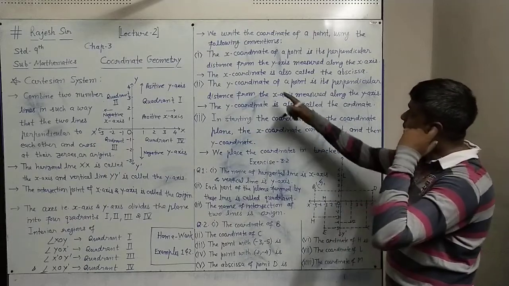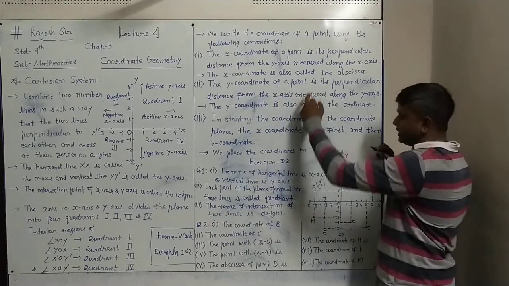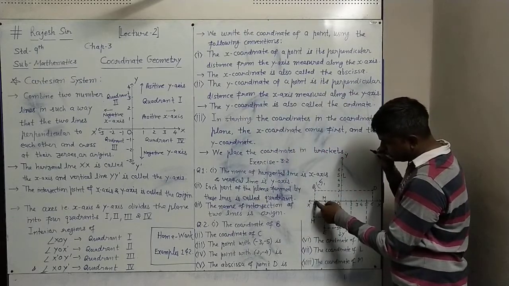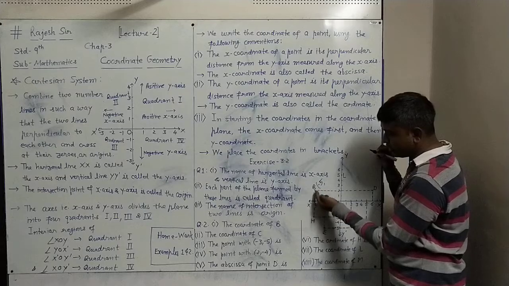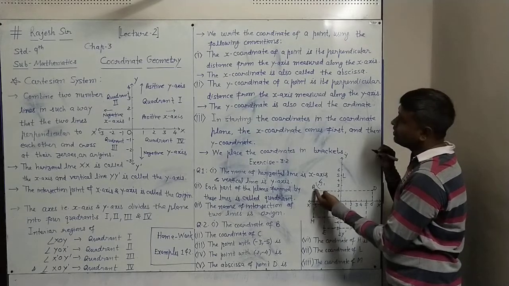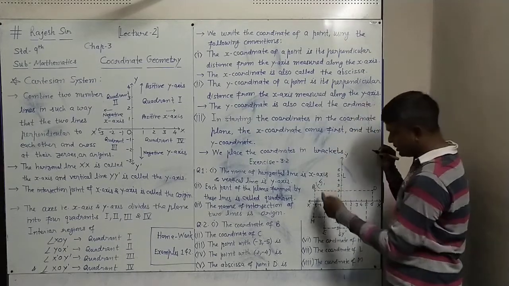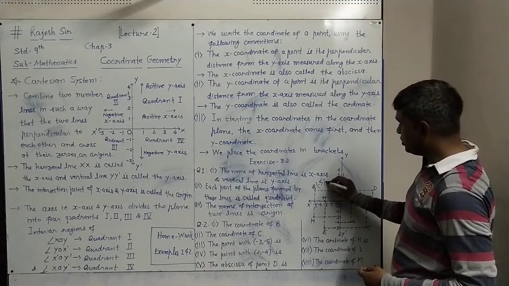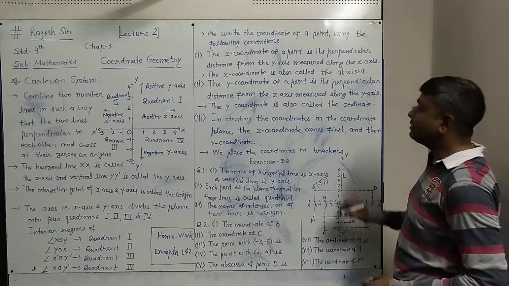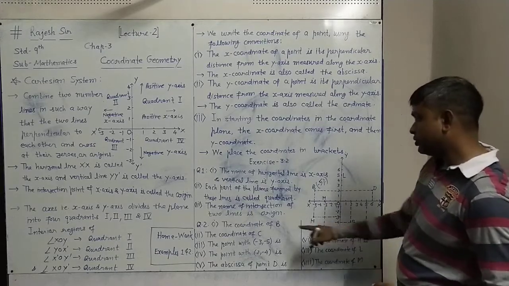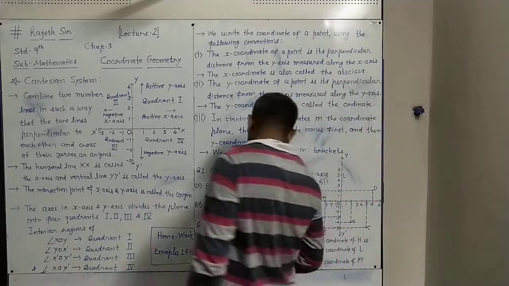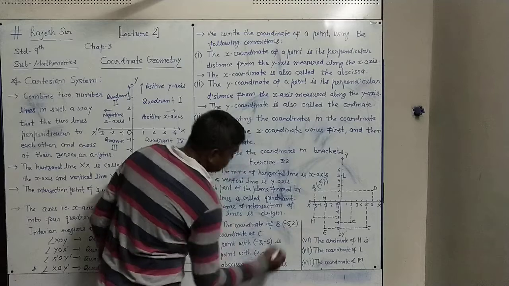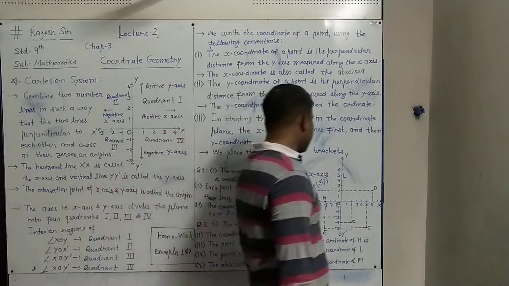And how to write the y coordinate now? The y coordinate of point B is the perpendicular distance from the x-axis. How much is the perpendicular distance from the x-axis to point B? We have to measure along the y-axis. Along the y-axis you measure from 0 to 2. That is 2. So -5 and 2 are the coordinates of B. So the answer for the coordinate of B is -5, 2.